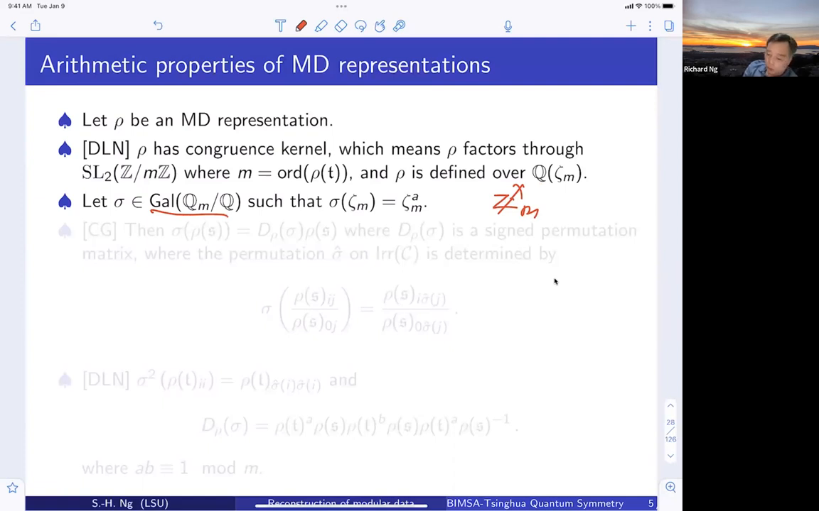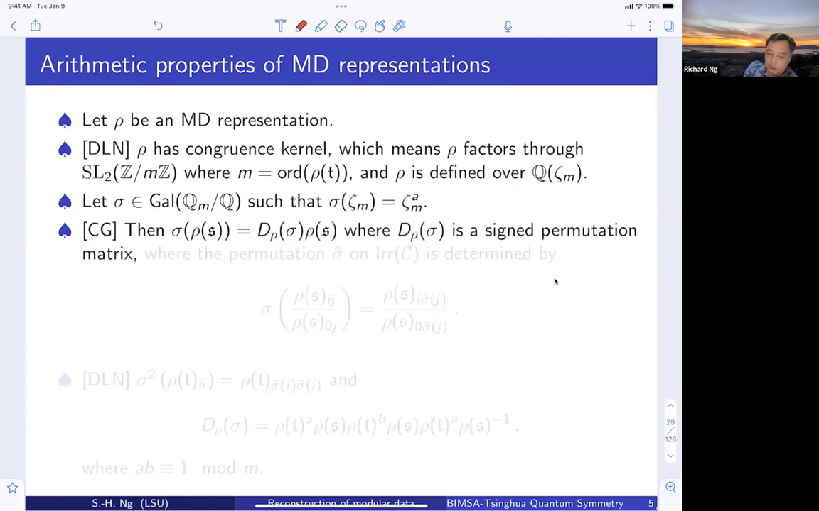So in the paper, Coste and Gannon actually define something called D rho sigma. Basically, if you apply sigma to this MD representation, rho(S), then it will be given by a signed permutation matrix, D rho sigma, times rho(S). How do you define this signed permutation?